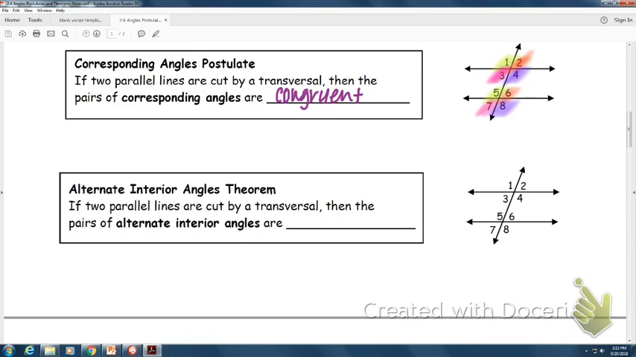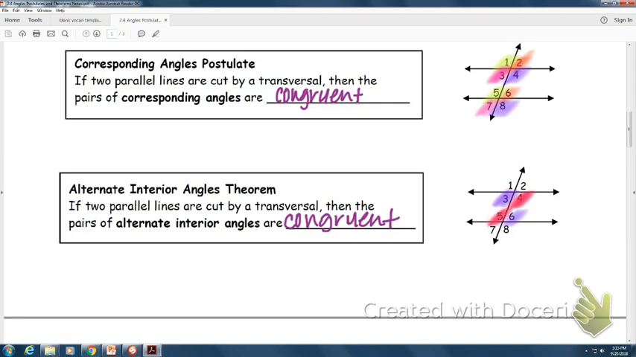Okay. Next one. Alternate interior angles. If two parallel lines are cut by a transversal, then the pairs of alternate interior angles are congruent. With your markers, mark your alternate interior angles. What are our two pairs? 3 and 6 and 1 and 4. Oh, sorry, 4 and 5. 4 and 5, yes, 4 and 5.